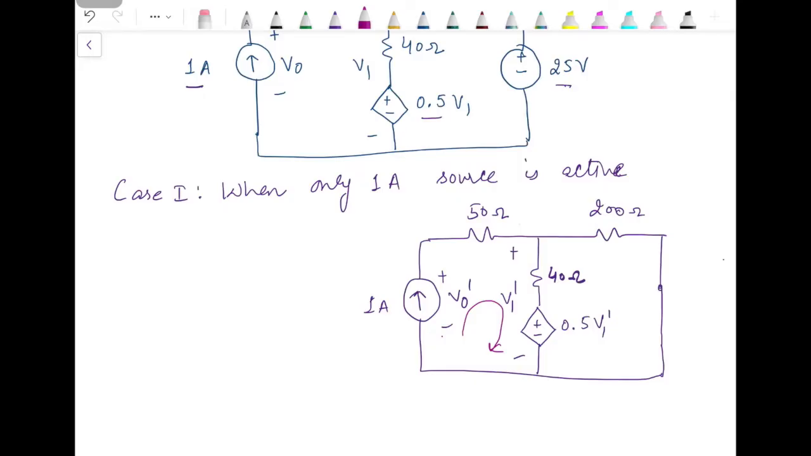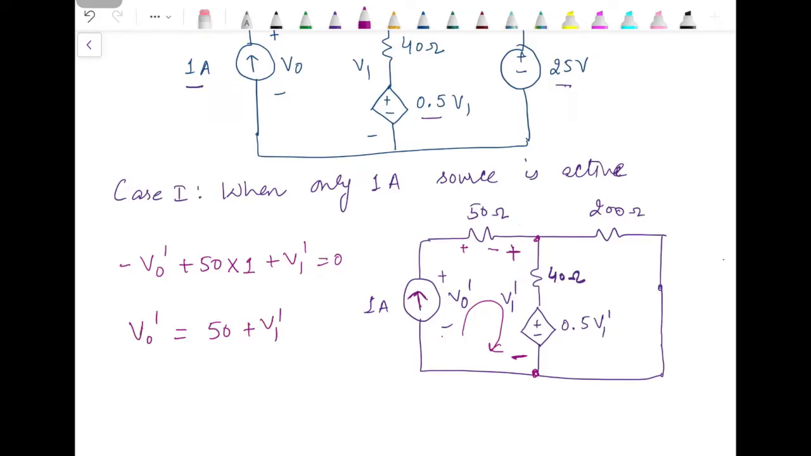We can start from V naught as the negative sign is coming first. So minus V naught dash, then the drop across this 50 ohm resistance plus 50. Since the 1 ampere source is connected in series with the 50 ohm resistance, the current through the 50 ohm resistance is 1, so 50 into 1. Then across the series combination, we have voltage V1 dash, plus V1 dash equal to 0, or V naught dash is equal to 50 plus V1 dash. So now we need the value of V1 dash in order to get the value of V naught dash.